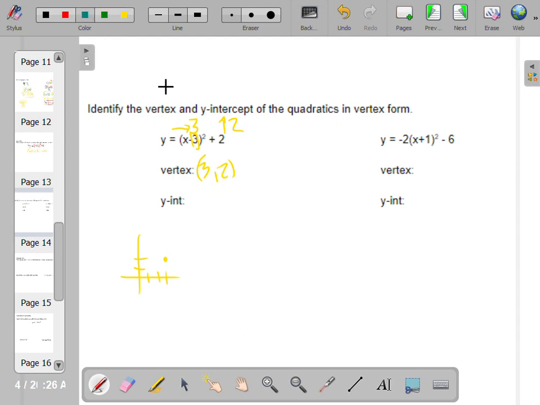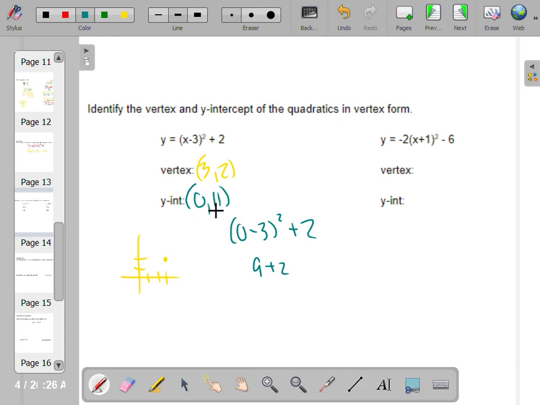The y-intercept is not 2. When you're trying to find the y-intercept in vertex form, I never say anything about the y-intercept. You do it the same as anything else. You plug in 0 for x. 0 minus 3 squared plus 2. Negative 3 squared is 9. 9 plus 2 is 11. So when you plug in 0, you get 11.